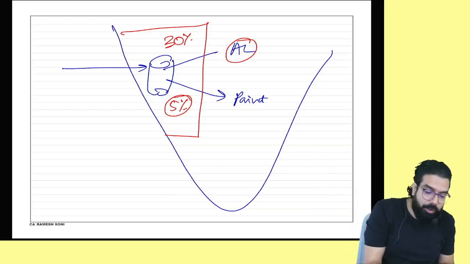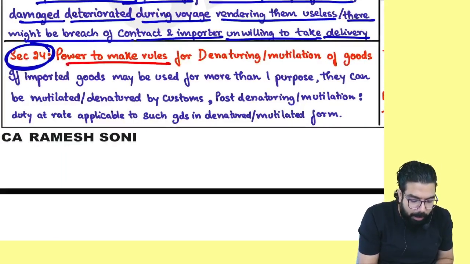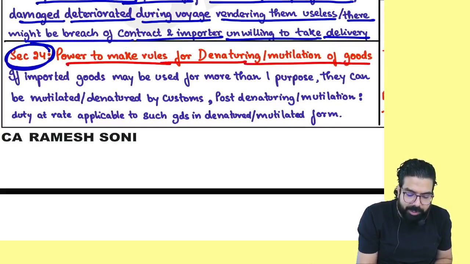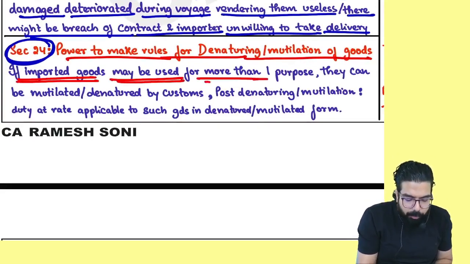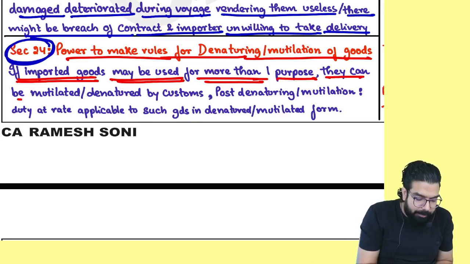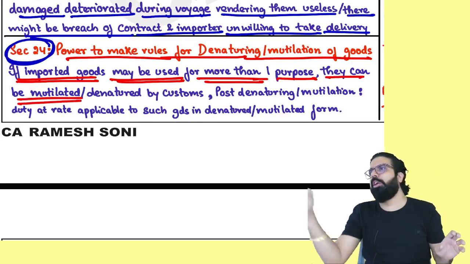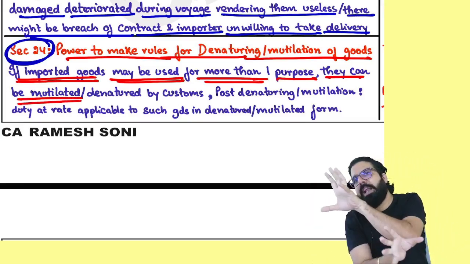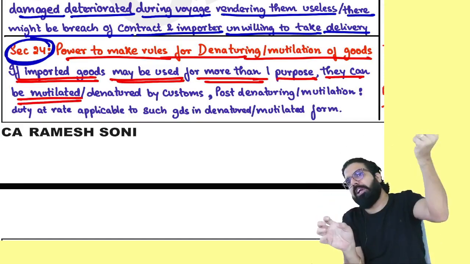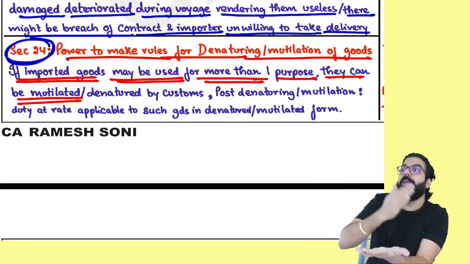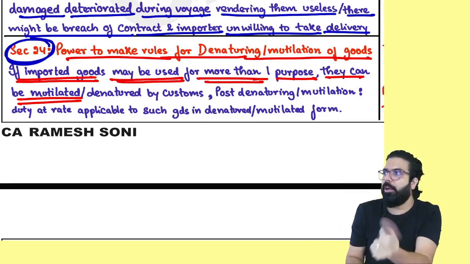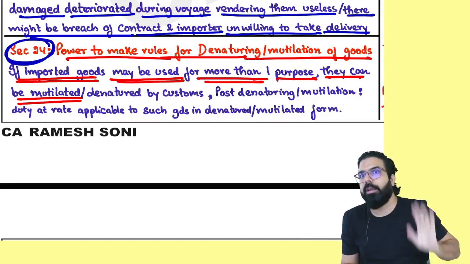So what they are telling, they will do the denaturing. Power to make rules for denaturing or mutilation. If imported goods may be used for more than one purpose, they can be mutilated. Mutilated means you got a machine. Machine, if you clear as scrap, 5%. If you clear as a machine, 30%, you will say it's scrap. They will mutilate it, cut it into pieces. Are we clear? And say, okay, now it's scrap, take it.